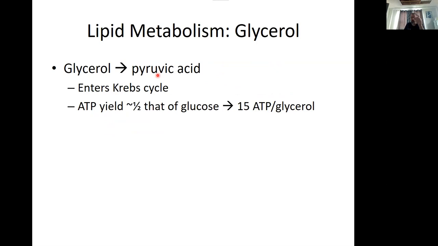If you remember, from 1 glucose, we got 2 pyruvic acids, right? And we tossed that into the Krebs cycle and we made a bunch of ATP out of it. We only get 1 pyruvic acid from 1 glycerol. So a glycerol gives us half the amount of ATP the glucose molecule does. So instead of getting 30 or 32 ATP, we get 15 or 16. So it's still a lot, that's still not nothing, but it's not as efficient.